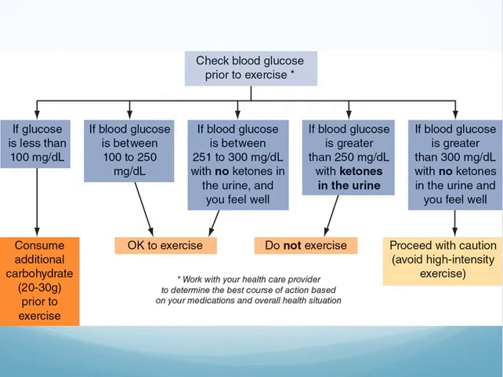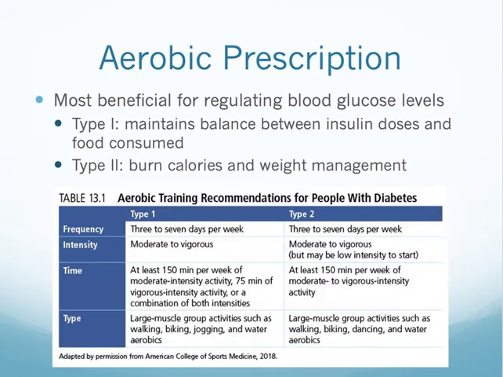And also, if there are no ketones present in the urine and the person feels fine, but their blood glucose is greater than 300, it's going to be okay. They're going to need to proceed with caution and probably stay away from that high intensity exercise because that's going to cause an even greater increase in their blood glucose after exercise is complete.